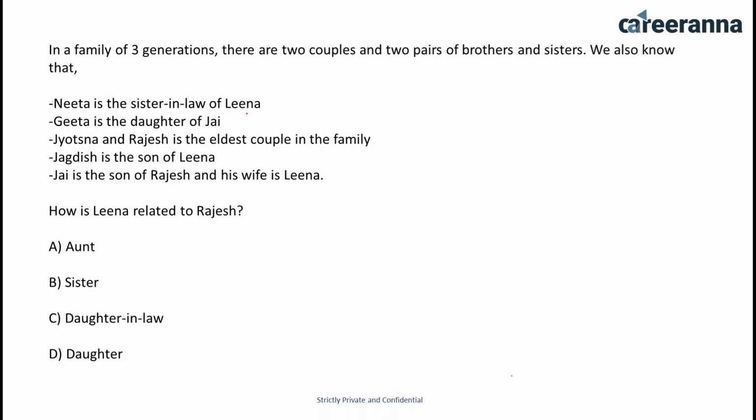Neeta is the sister-in-law of Lena. So if you are an expert in blood relations, then you can directly set up the relation that Neeta is the sister-in-law of Lena. That means there is going to be a brother of Neeta who is going to marry Lena. But if you don't know anything, then you have to find the clue which you can use directly. Okay, so if you see in this question, this is the direct clue that Jyotsna and Rajesh are the eldest couple in the family. That means they are the eldest couple, so they are going to be on the first level. So we are going to use Jyotsna and Rajesh.